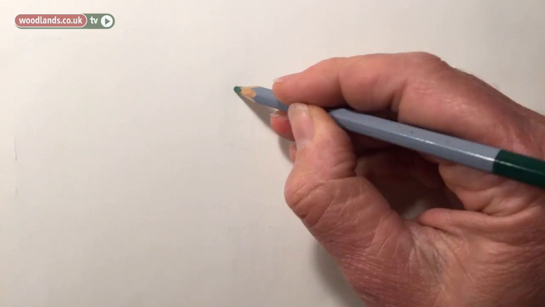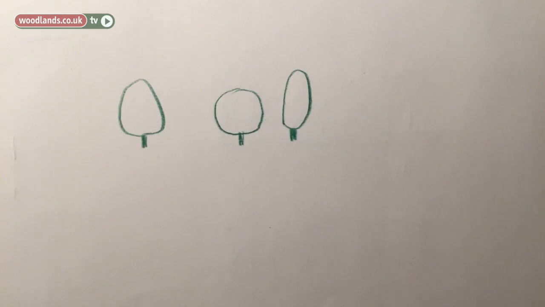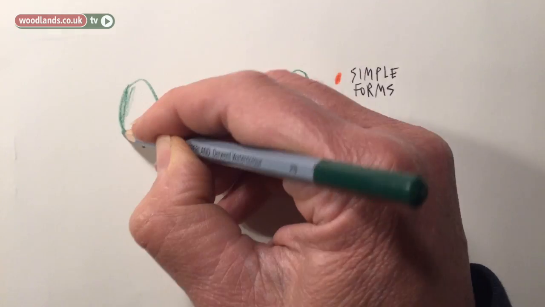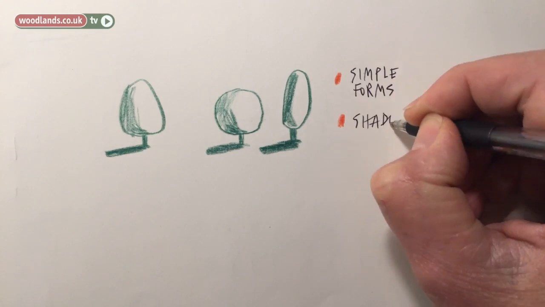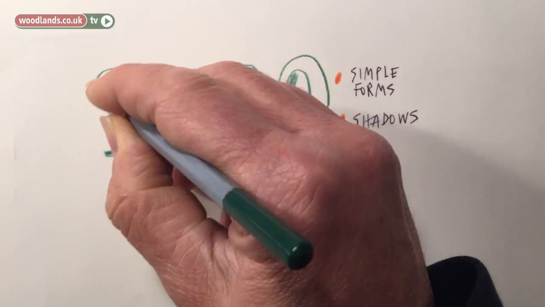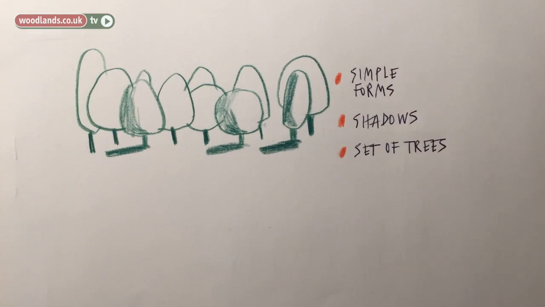Recapping. Simple forms. Remember shadows on the tree and on the ground. Work on sets of trees and rhythm.